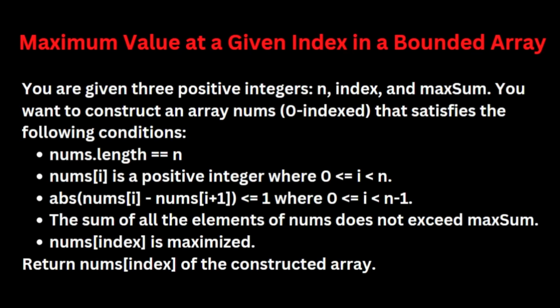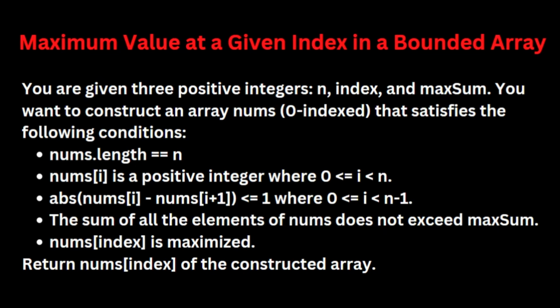Let's solve today's daily question of LeetCode. Today's LeetCode daily question is Maximum Value at a Given Index in a Bounded Array. We will be given three positive integers: n, index, and maxSum. You have to create an array of nums.